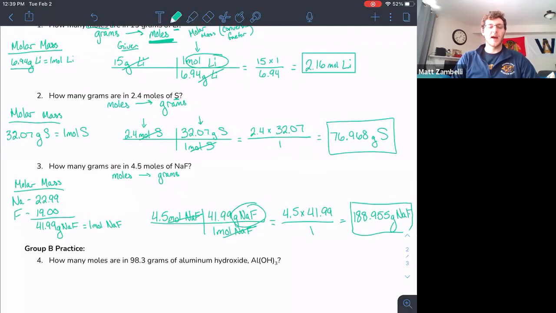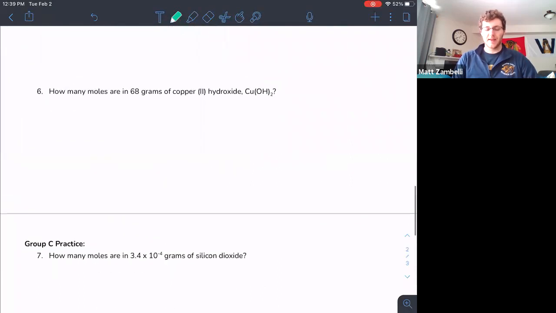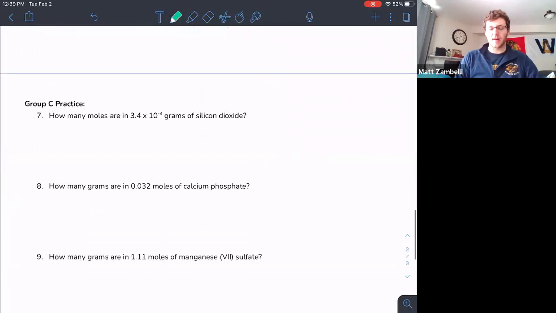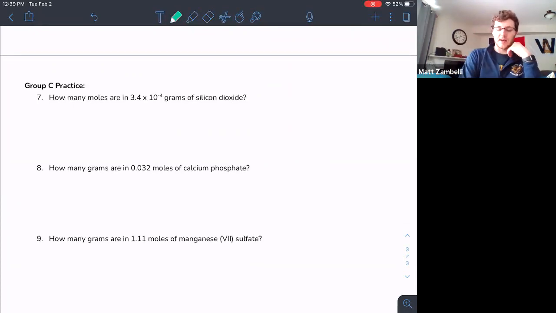All right, so then we have the other, I believe it's 6 more problems that you guys have, where these ones are just a little bit more challenging with compounds, and then for the last 3 you actually need to first figure out the formula based on the name, and then do the conversion.